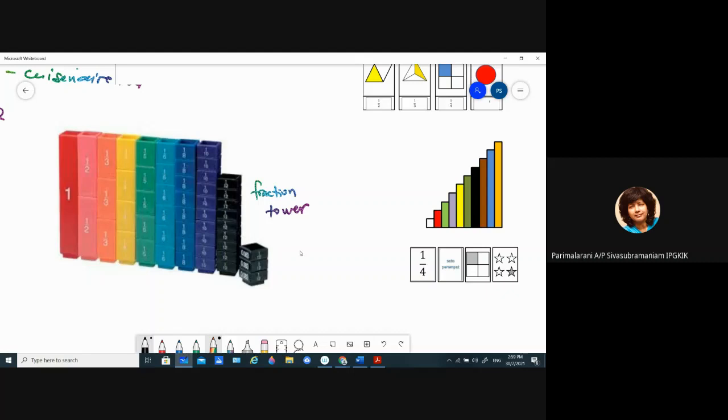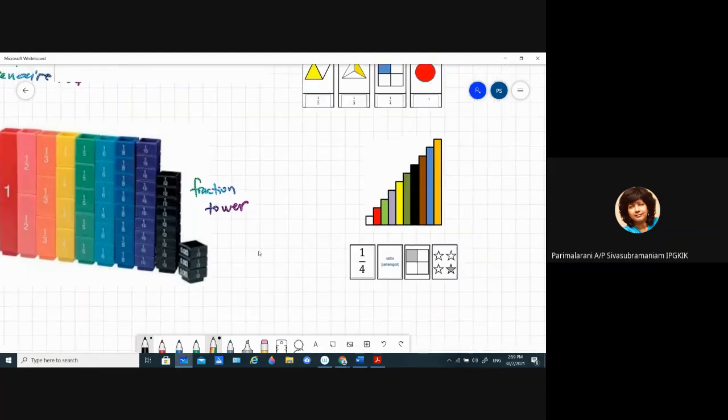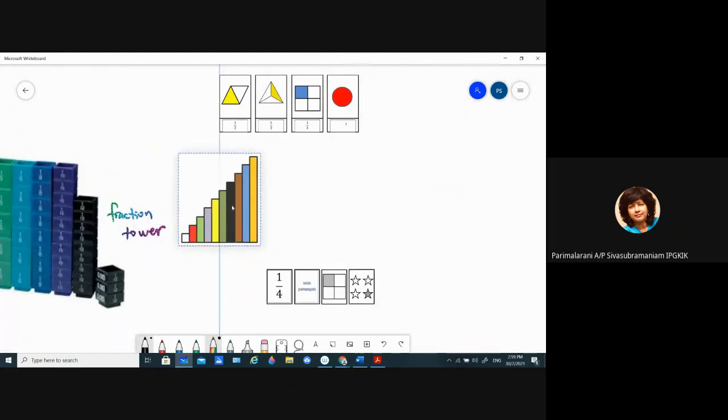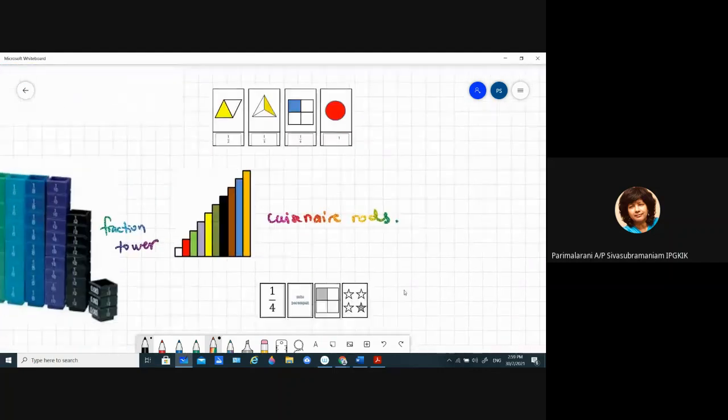This is good for addition. Say you want to know what is 1/3 plus 1/2. You take the 1/3, put on top 1/2, and then you find something that's equivalent to it. So it's a very good teaching aid to teach fractions. This is our Cuisenaire rod. And these are cards that you can make to teach fractions.